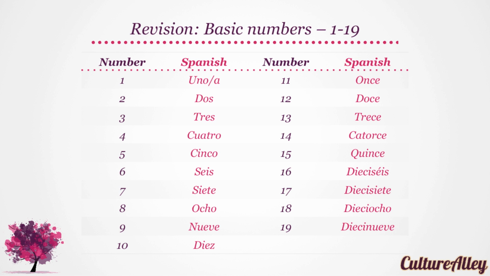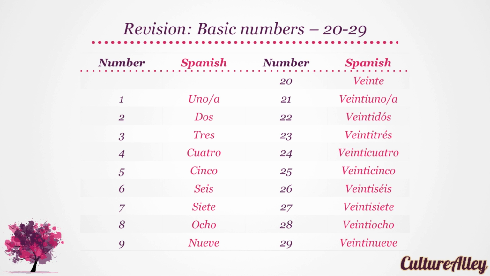16 is dieciséis. 17 becomes diecisiete. 18 will be dieciocho. 19 is translated as diecinueve. Great! Do you remember that translation of numbers from 16 to 19 follows a similar pattern? Yes, that is dieci plus the number in the unit place. For 16, there is an additional accent mark on E in seis.